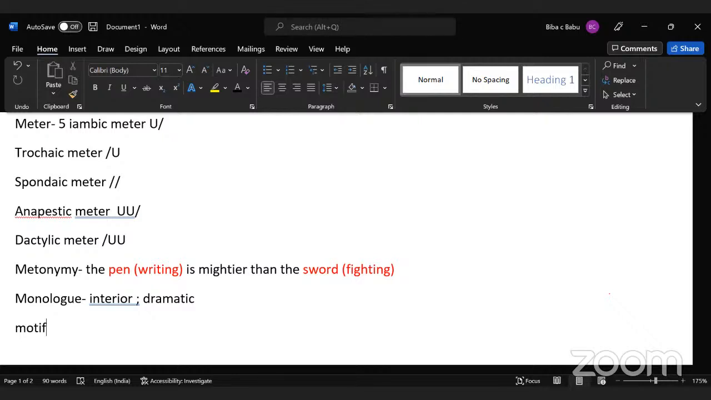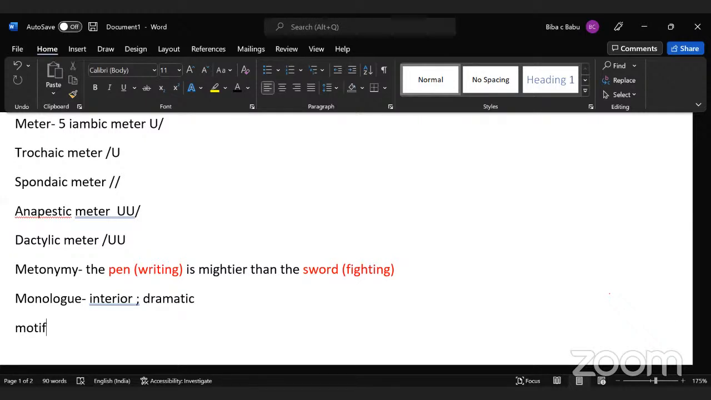It happens in plays, novels also. And when it is dramatic monologue, the person is actually speaking. The character is speaking to a listener, but that listener is a silent listener. It is monologue. The other person won't talk back. The character is actually speaking to someone. That is dramatic monologue. Understand?